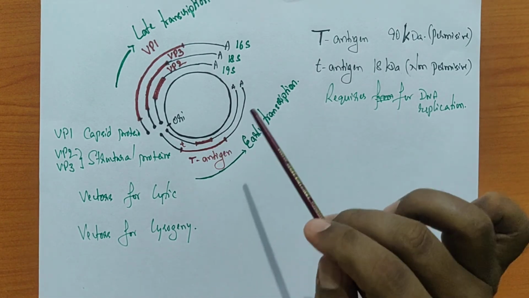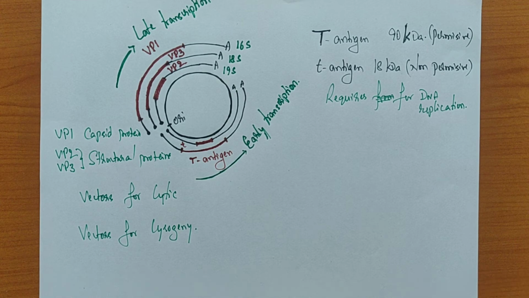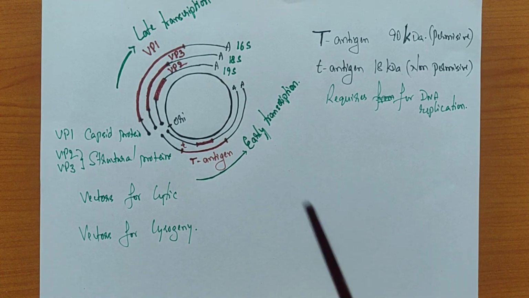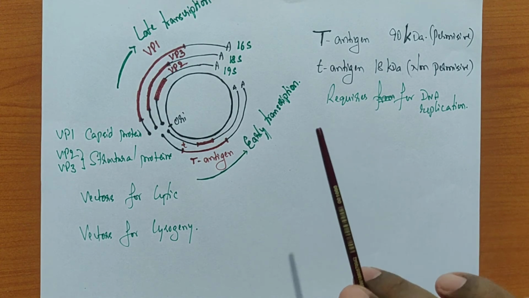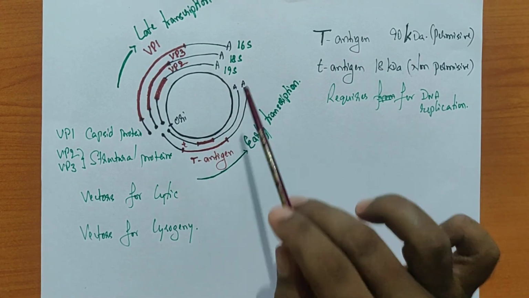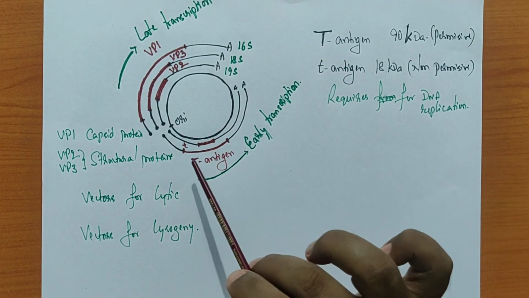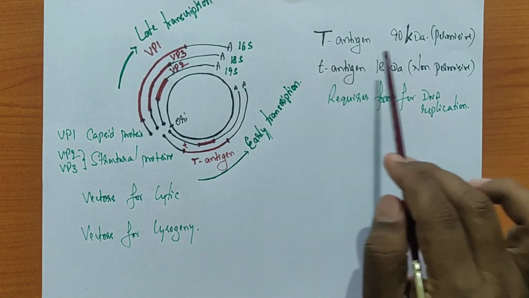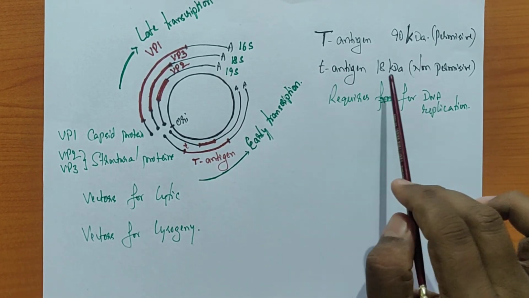So whether it is permissible or non-permissible, or whether it is lytic or lysogeny, the production of T antigen is very important. That is the part of the early transcript. The same mRNA is synthesized, but the splicing differs. Here we are going to produce a larger 90 kilodalton protein, and here we are going to produce a smaller T antigen, that is 18 kilodalton.